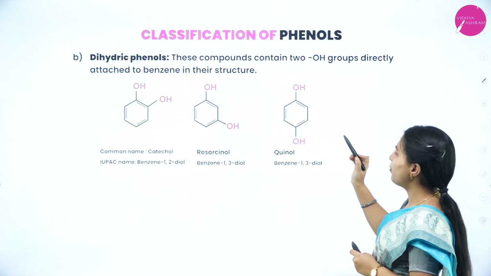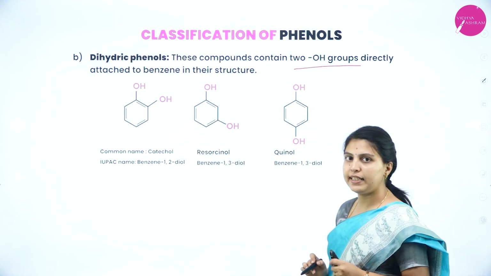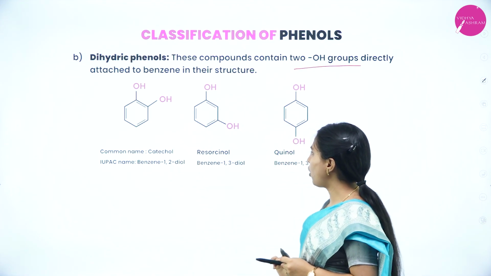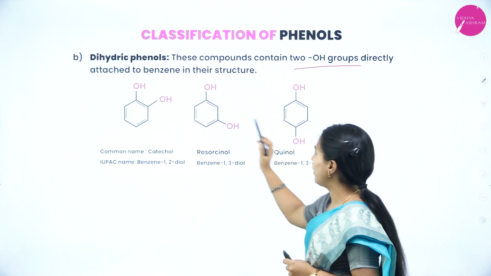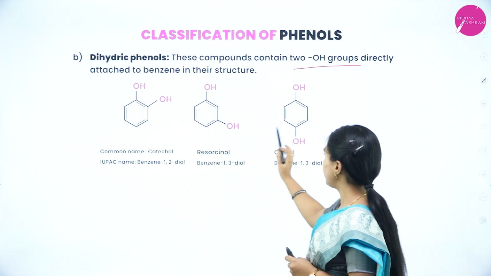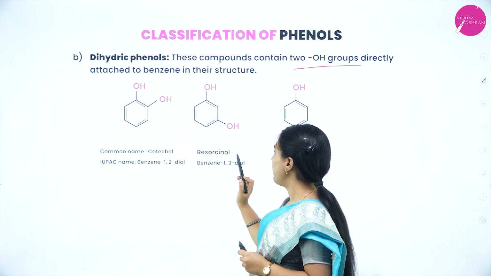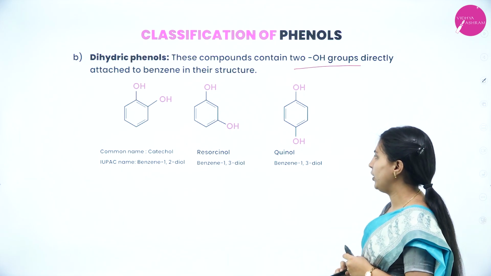Dihydric compounds contain two OH groups directly attached to benzene in their structure. Catechol is the common name, this is resorcinol and this is quinol, at ortho position, at meta position, at para position. In IUPAC names, benzene 1,2-diol, benzene 1,3-diol, benzene 1,4-diol.